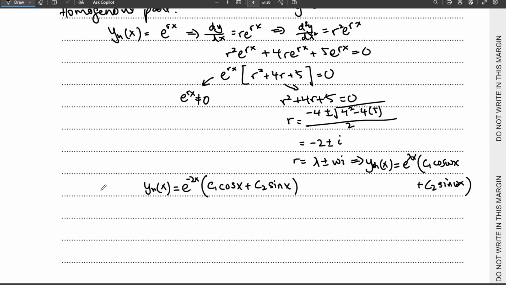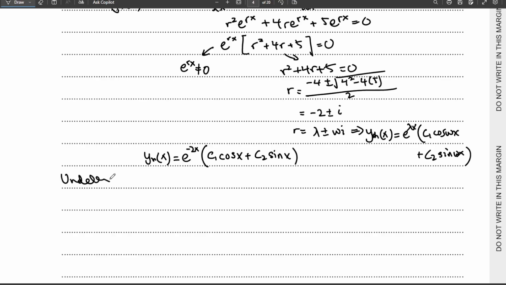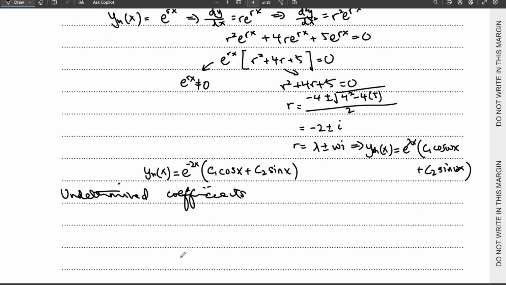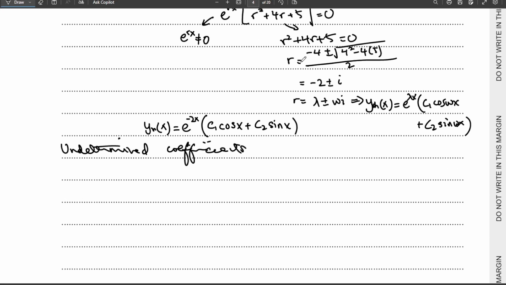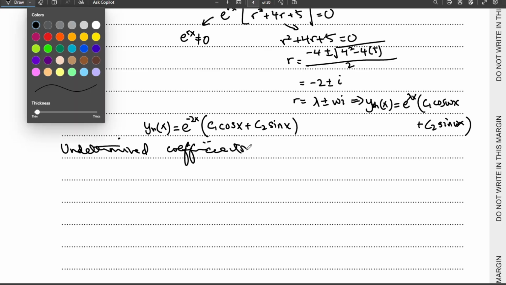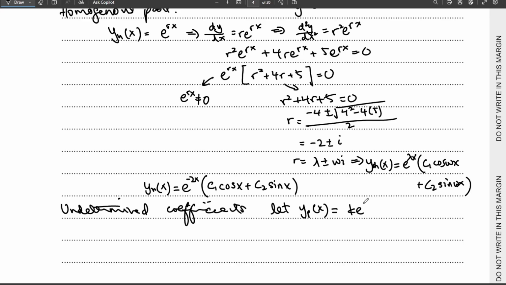Now we go for the non-homogeneous part, for which we need to use the undetermined coefficients method. For the method of undetermined coefficients, we first need to look at whatever the function is on the right hand side of the second order ODE, and we need to assume a function similar to that form. In this case, it's an exponential function, so we need to assume a particular solution yp of x to be a constant k multiplied by e to the unknown power gamma x.